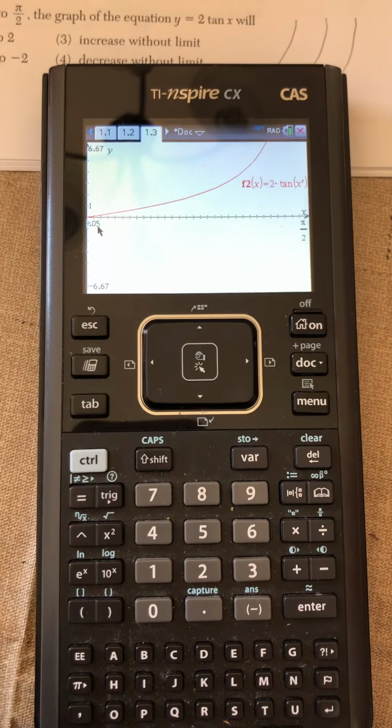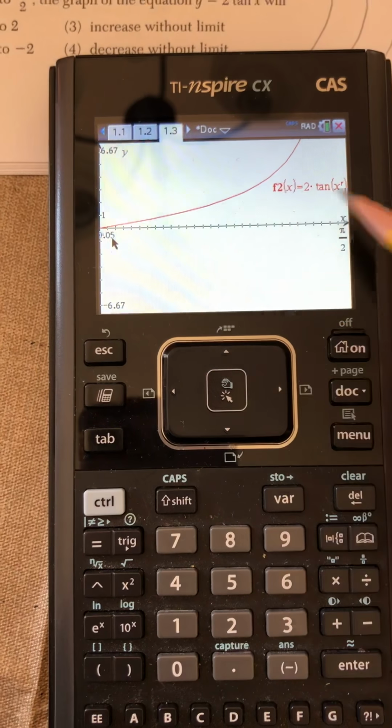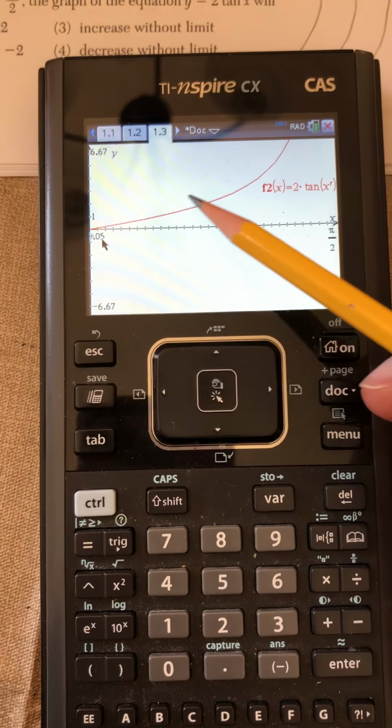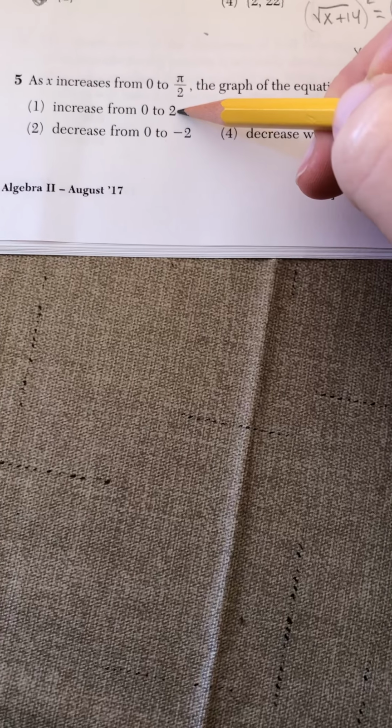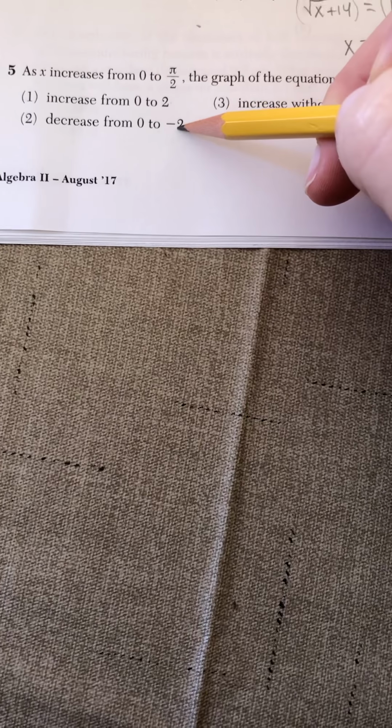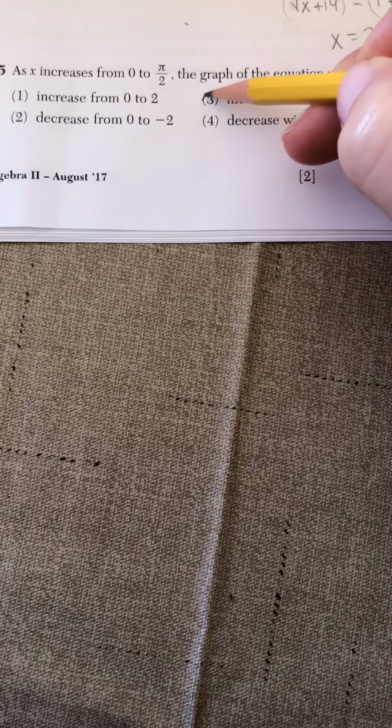There you go. So what's happening with this graph from 0 to pi over 2? It's going to go up and up and up. So it doesn't increase from 0 to 2 because it continues going. It doesn't decrease because it's going up. It's going to increase without limit. So there's your answer to page 2.